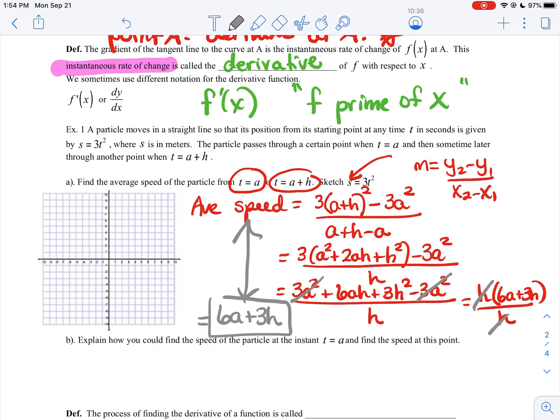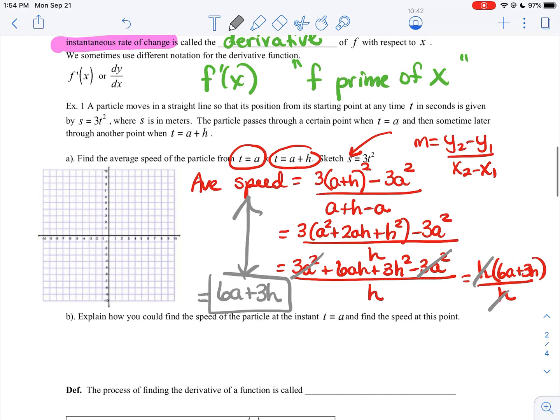And I'm not quite sure why I have a graph there. Explain how you could find the speed of the particle at the instant t equals a and find the speed at this point.